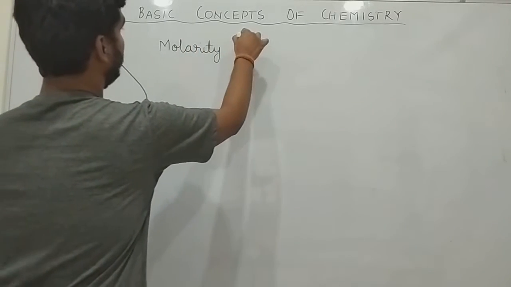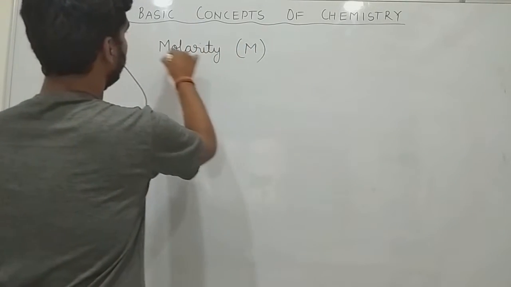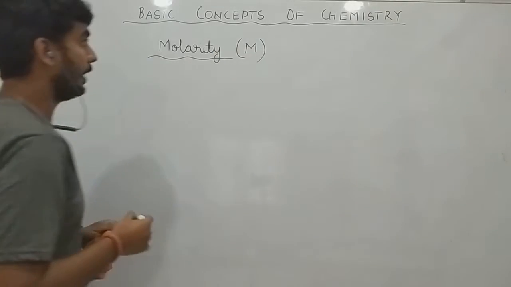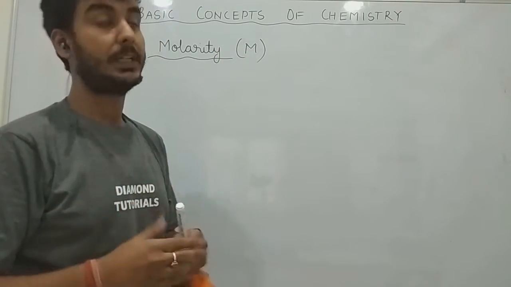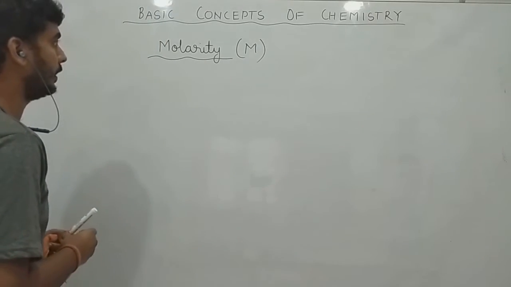सबसे पहले molarity is denoted by capital M. Remember, मोलारिटी का एब्रिविएशन या शॉर्ट फॉर्म में मोलारिटी को कैपिटल एम से लिखा जाता है. It is denoted by capital M.